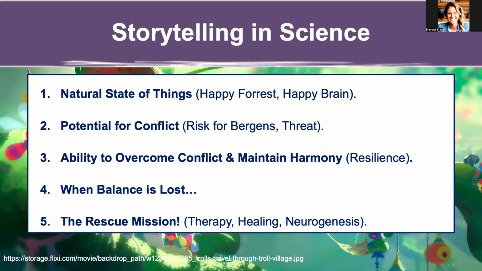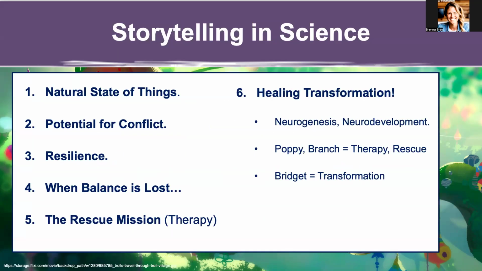Okay, so back to storytelling in science. We've covered the natural state of things, the happy forest, the happy brain, the potential for conflict, the risk, the ability to overcome conflict and maintain harmony, our own innate resilience. We've talked about what happens when balance is lost, and we've talked about the rescue missions, so therapy, healing, kind of targeting neurogenesis. And we kind of covered a little bit of the healing transformation, right? So that's when we get this neurogenesis, new brain cells get born, and then they develop.